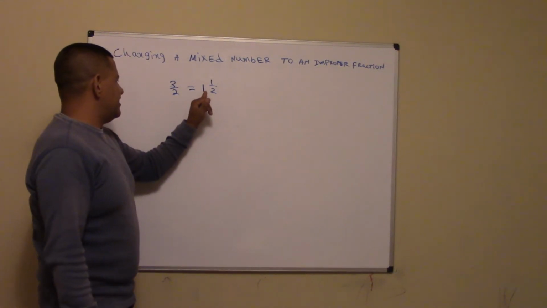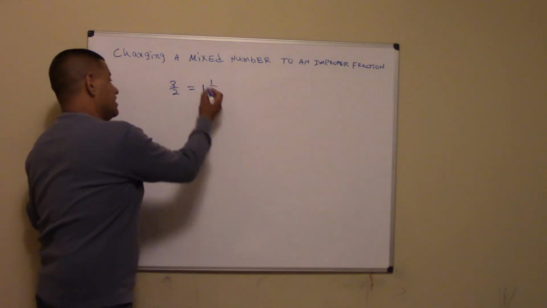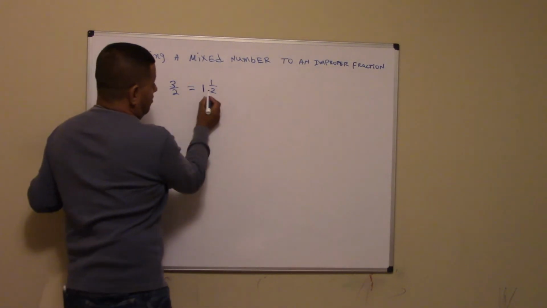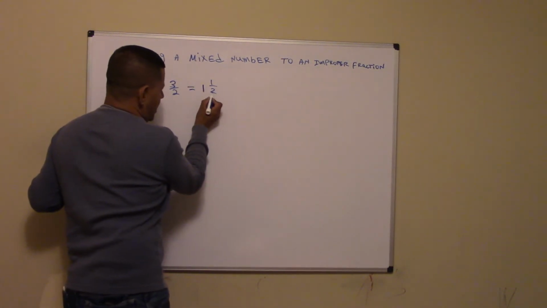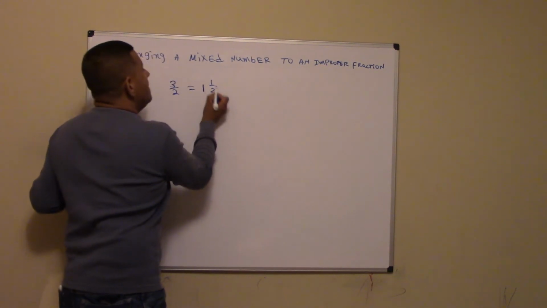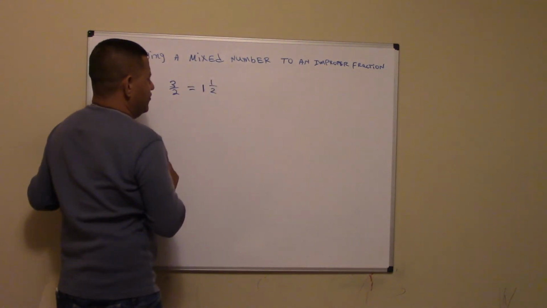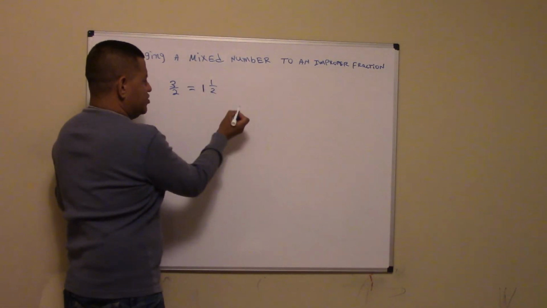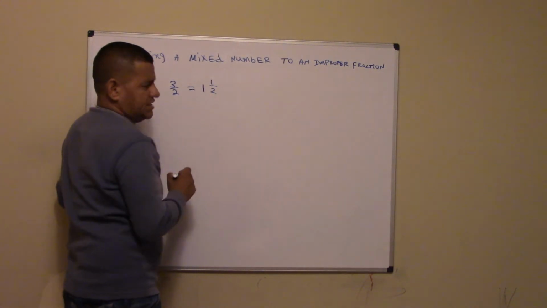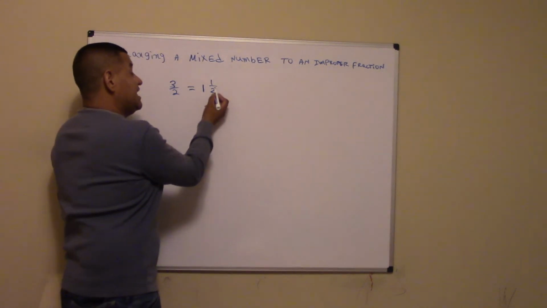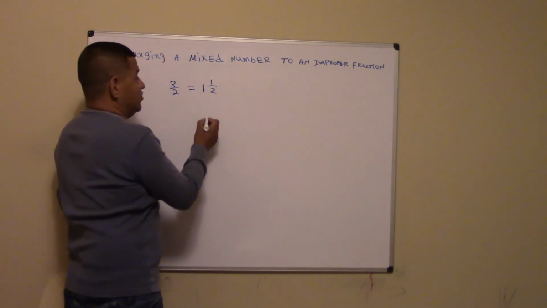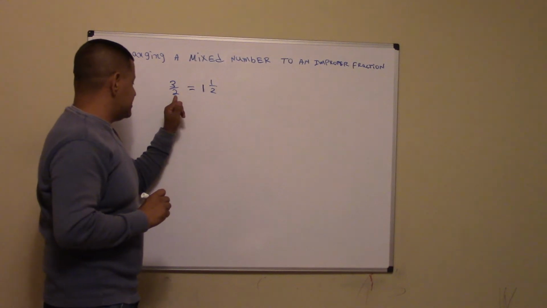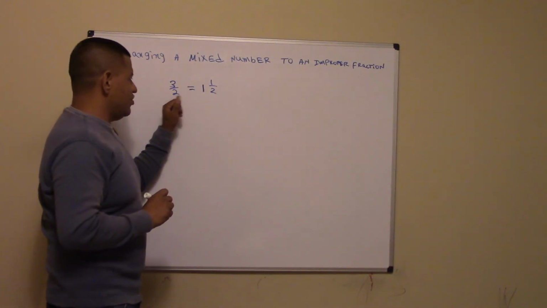To make it improper again, I'm going to multiply 1 times 2 plus the numerator. Again, 1 times 2 is 2, plus 1 is 3, right? And we keep the 2. We don't do anything with the 2. The 2 is still this 2, so we don't touch it.